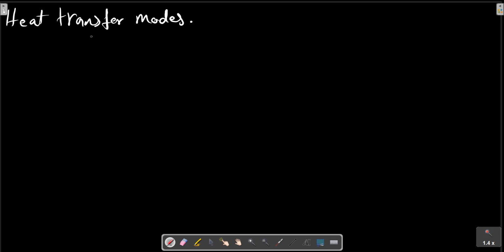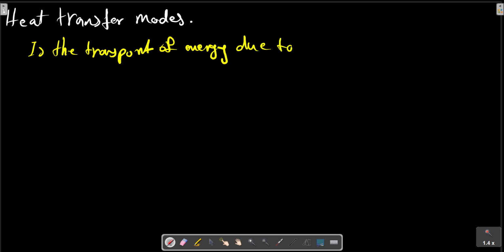Heat transfer is the transport of energy due to the temperature difference between different amounts of matter.